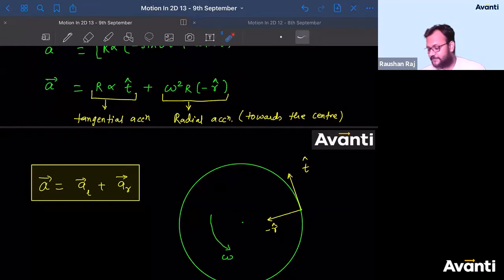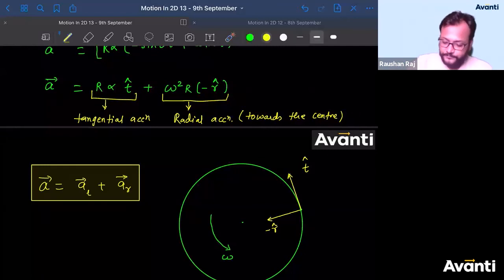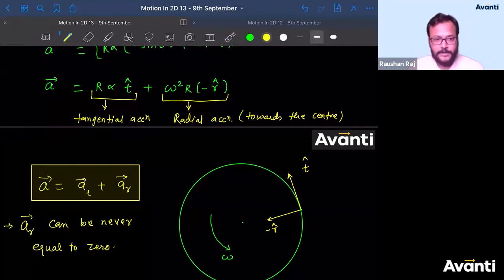Guys, click yes if you have understood this point, that radial acceleration can never ever become 0. AR can never become 0. Is it clear to everyone? All right, so AR can never become 0.